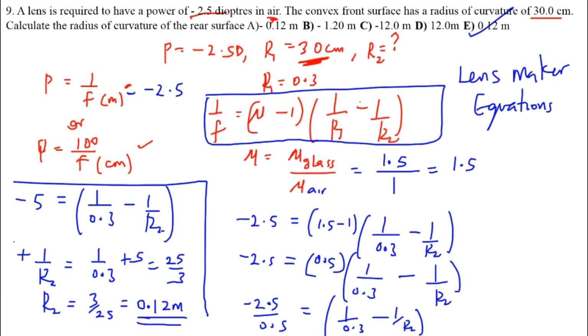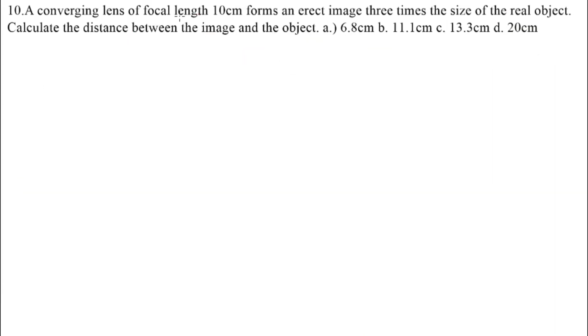So let's consider another problem. A converging lens of focal length 10 centimeters, which is a positive focal length, forms an erect image. For an erect image to be formed by a converging lens, it has to be formed on the same side where the object is placed. It will not be formed on the other side, just like I explained in the first minutes of the video. That image is 3 times the size of the real object.